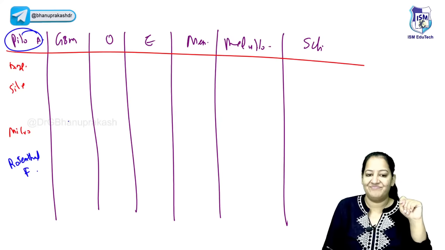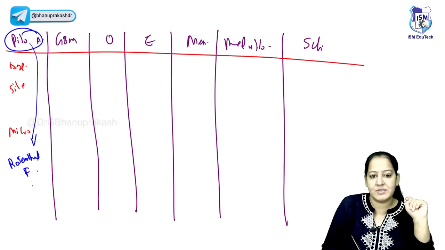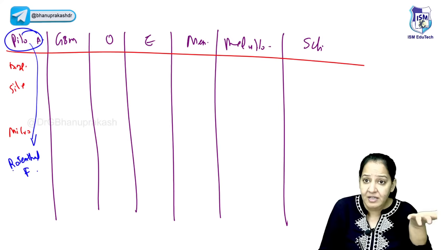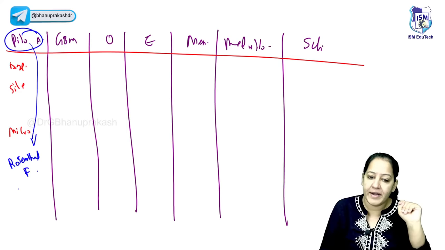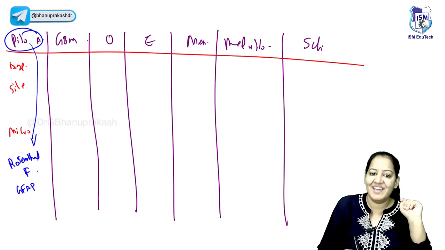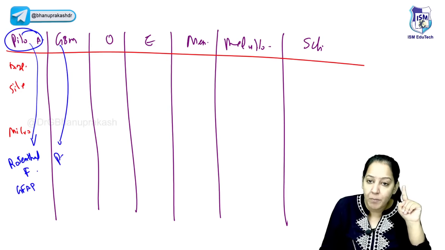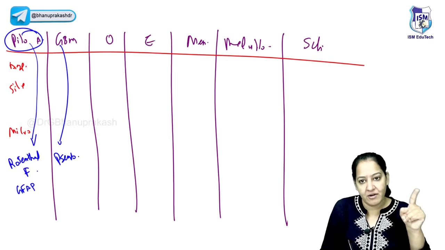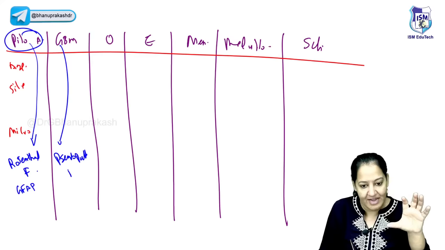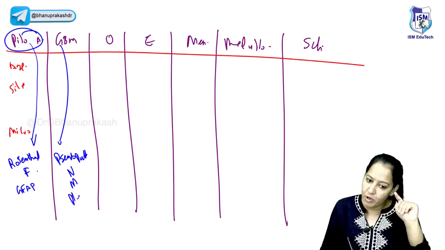Rosenthal fibers here. Okay, pilocytic astrocytoma, draw the Rosenthal fiber. That is ultra important. What is Rosenthal fiber? It's an inclusion body made up of GFAP protein. Okay. In GBM, draw the pseudo-palisading arrangement. The tumor cells are arranged in a pseudo-palisading arrangement. There is a central necrosis. There is mitosis. There is pleomorphism.